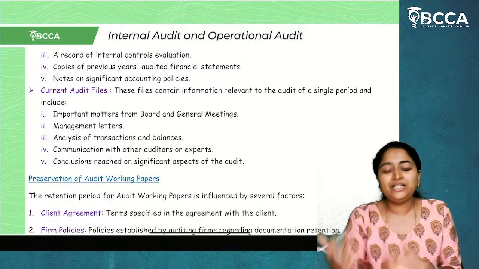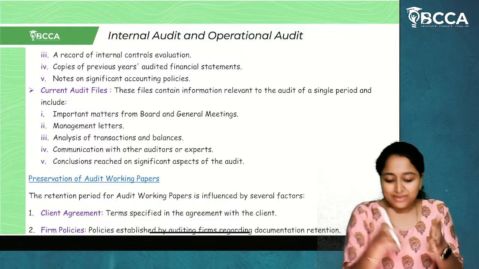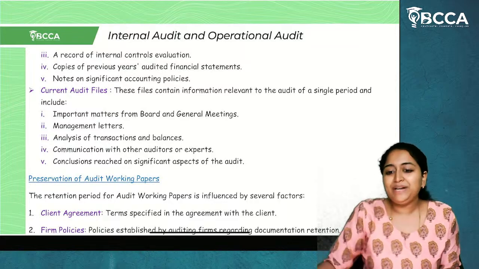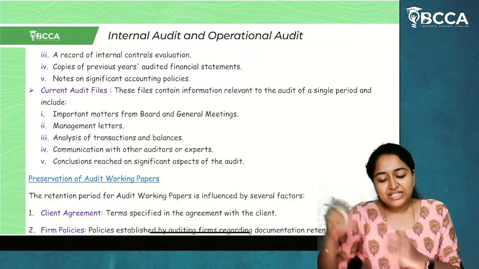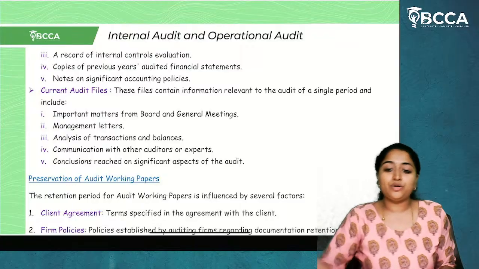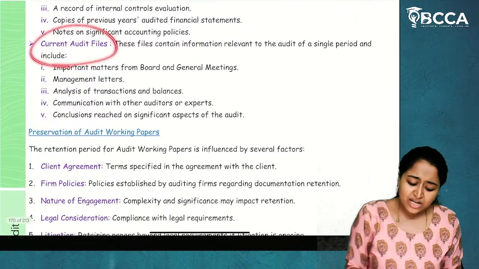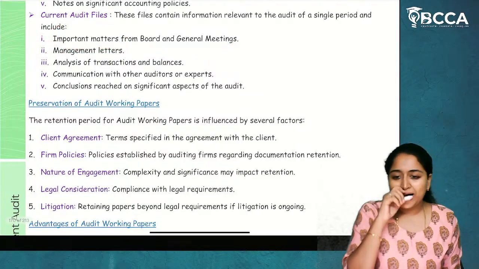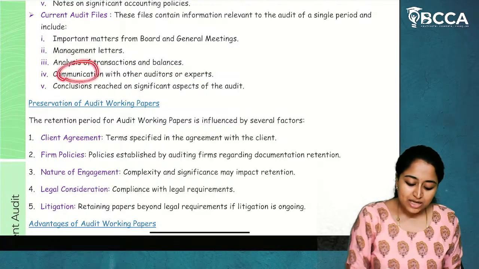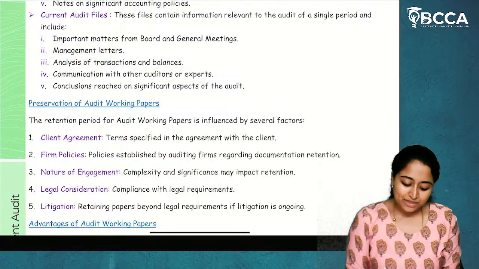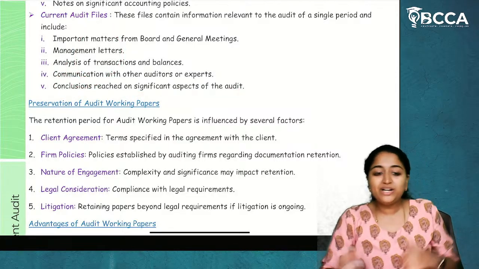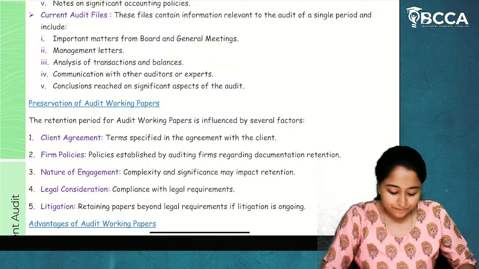If it will change on a current basis, so, in this month, there is a meeting. In that meeting, they have taken this decision. If the next meeting is there, the decision will change. If the next meeting is there, the meeting perspectives will change. So, in that case, it will be stored in current working paper files. Current audit files: important matters from board and general meetings, management letters, analysis of transactions and balances, communication with other auditors or experts, conclusions reached on significant aspects of the audit. So, these will change accordingly. So, they will be there in the current audit files.